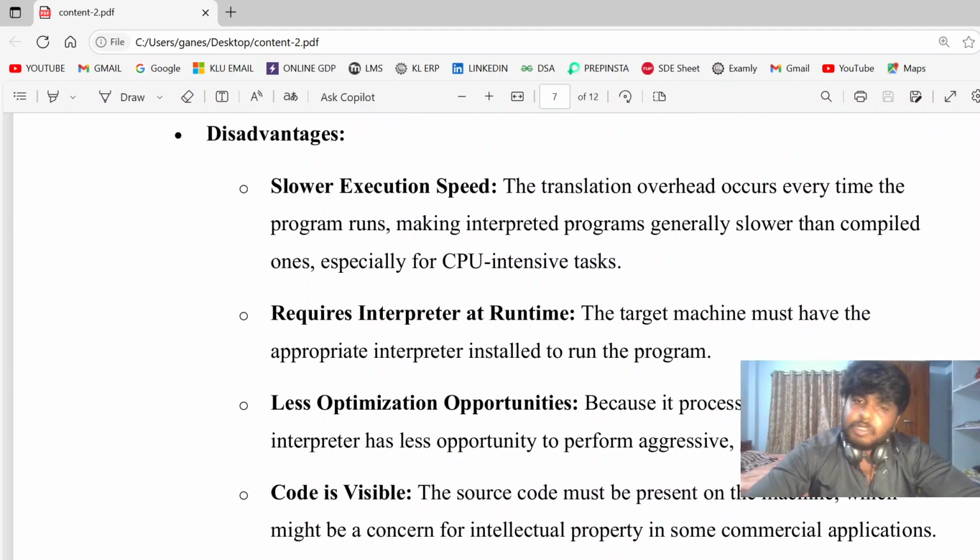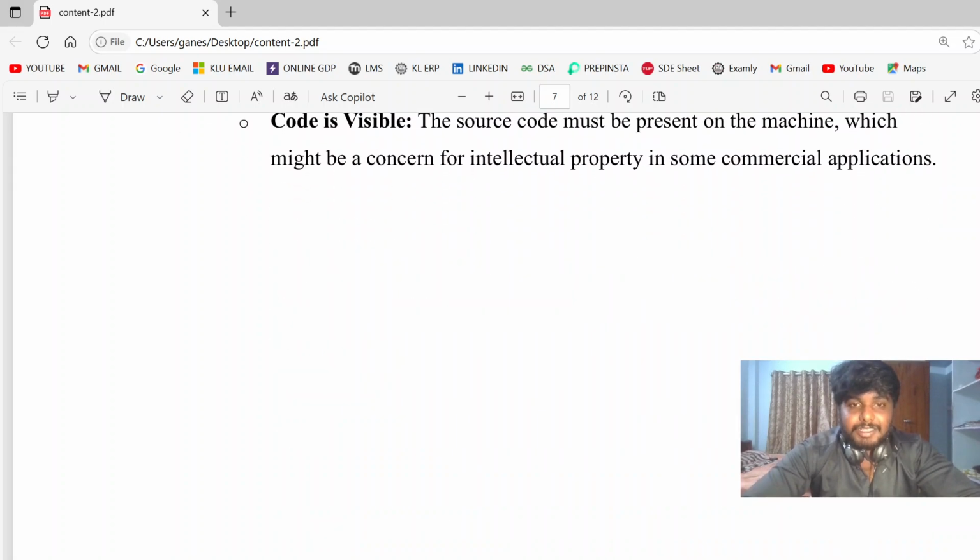Code is visible. The source code must be present on the machine, which might be a concern for intellectual property in some commercial applications. Because in C language, after the exe file is created, there is no necessity of the code. But here, the code is necessary.